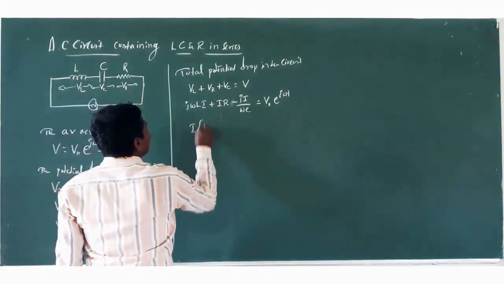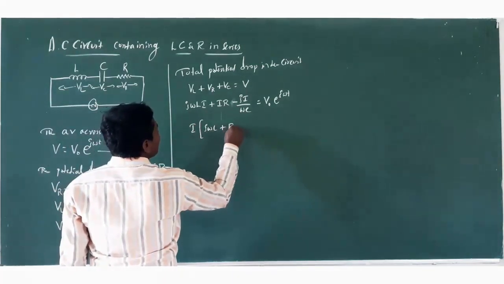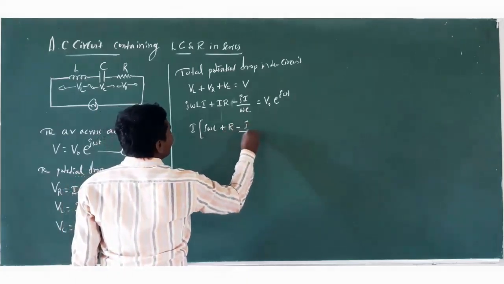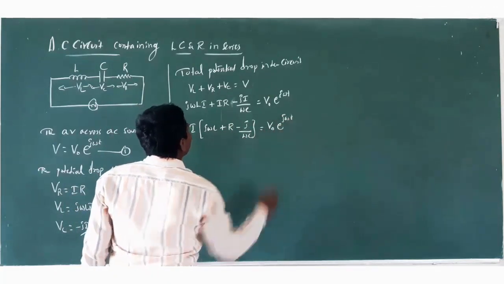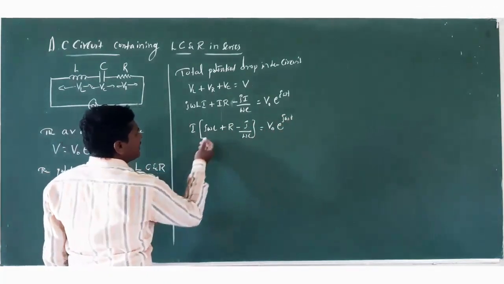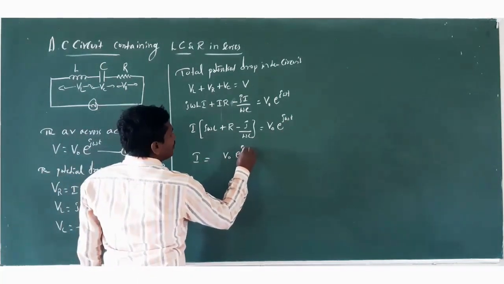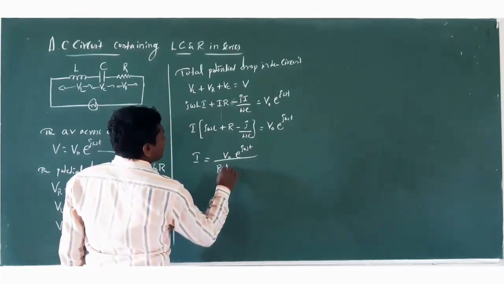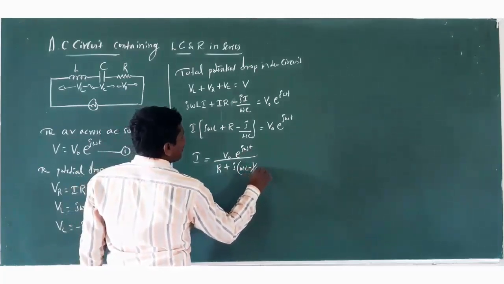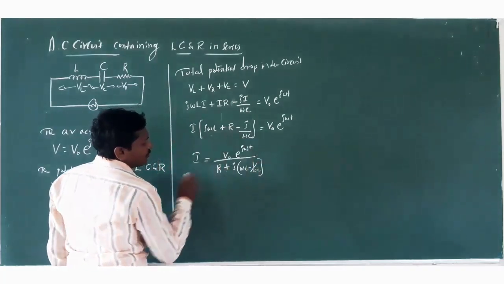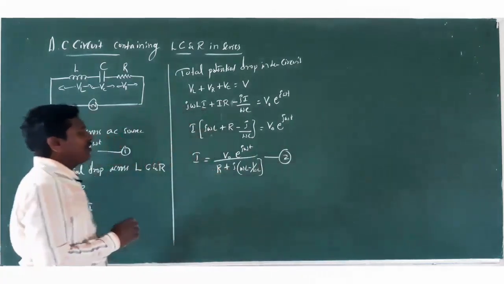Now take I as a common term, therefore we are going to get I times j omega L plus R minus j divided by omega c, which is equal to V naught e raised to j omega t. Now this can be written as I is equal to V naught e raised to j omega t divided by R plus j into omega L minus 1 divided by omega c. If we simplify this, we are going to get this equation. Let us consider this as equation number 2.